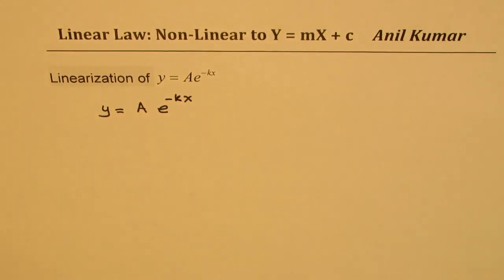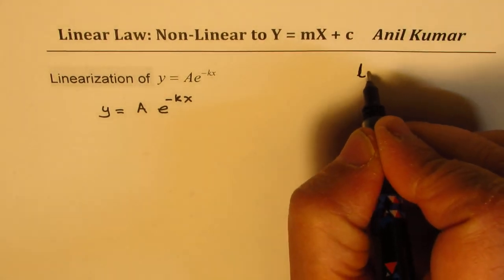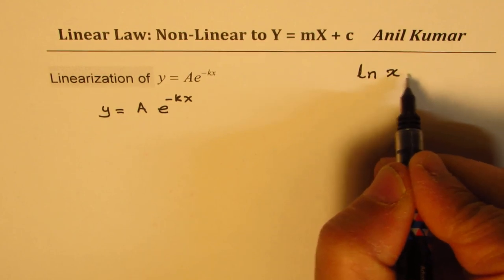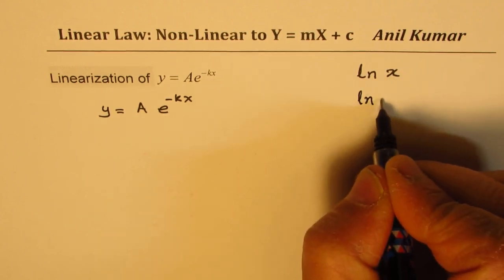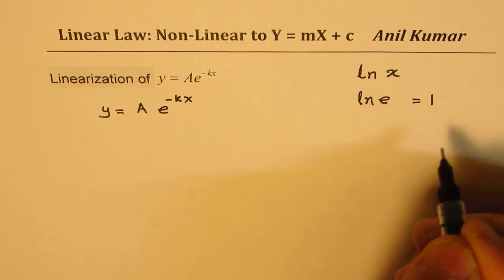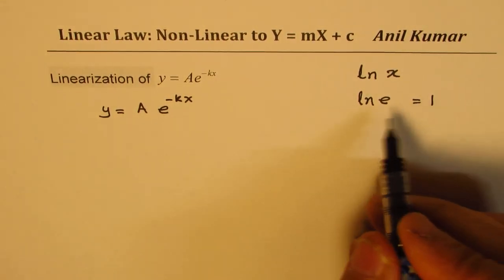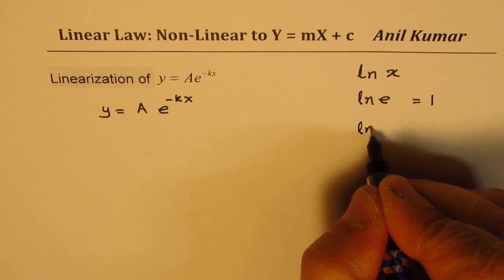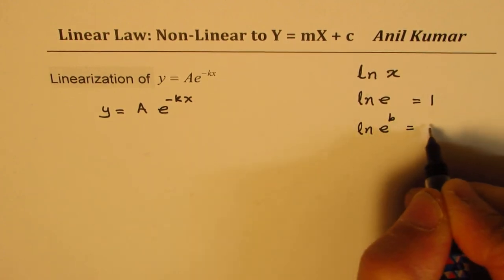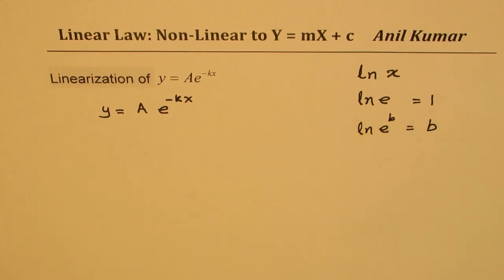Okay, we have this equation y equals a e to the power of minus kx. Now this is a very important equation which you come across many times. Well, ln is log to the base e, and you know what ln e is. So ln e equals 1, right? That is the property which we are going to use. And if I have ln e to the power of, let's say, b, then using the power rule, it will be just b, correct? So just a reminder.